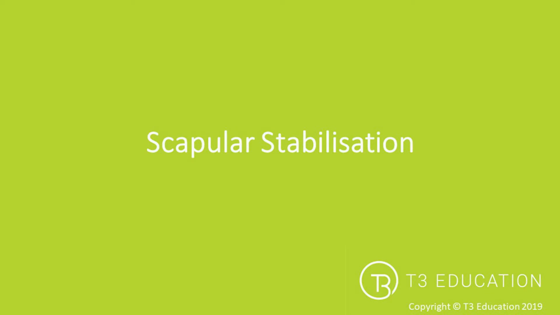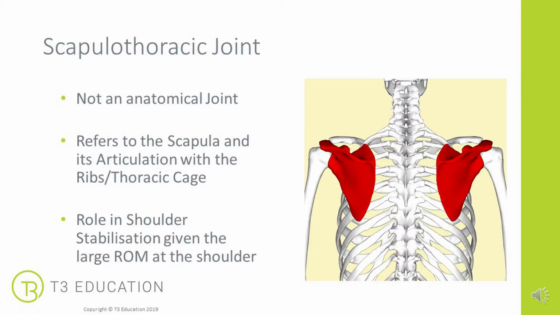Kinesiology taping for scapular stabilisation. First of all, let's talk about the scapulothoracic joint. It's not an anatomical joint, but it is an articulation between the scapula and the thoracic cage at the ribs. It has a key role in shoulder stabilisation, given the large amount of ranges at the shoulder. And its role is to help centralise the socket part of the ball and socket joint at the glenohumeral joint.